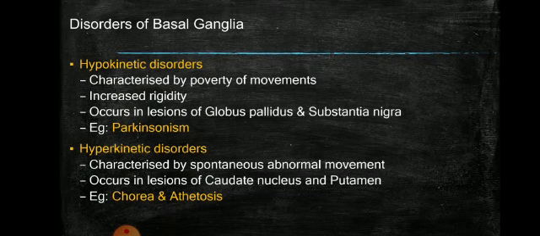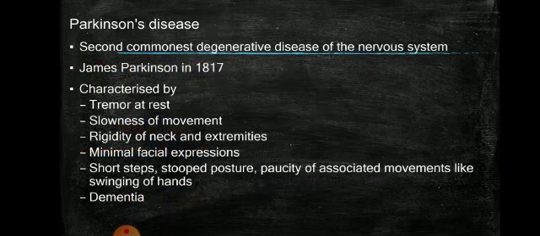Hyperkinetic disorders are characterized by very abnormal, spontaneous movements, and they normally occur when there is a lesion of the caudate nucleus or the putamen. What do you call the caudate nucleus and putamen together? The striatum. Examples are chorea and athetosis.